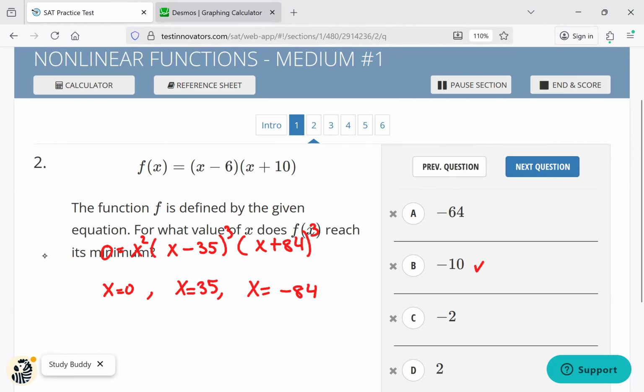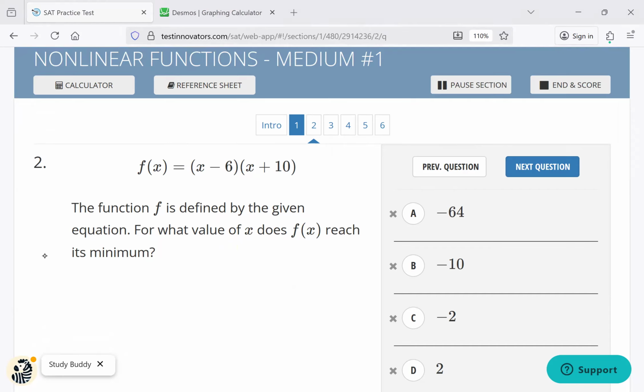Question two. The function f is defined by the given equation. For what value of x does f of x reach its minimum? They're asking for the minimum, so that's related to a vertex. In a vertex, there's an x and a y coordinate, but they're only asking for the x. They don't care about the y.